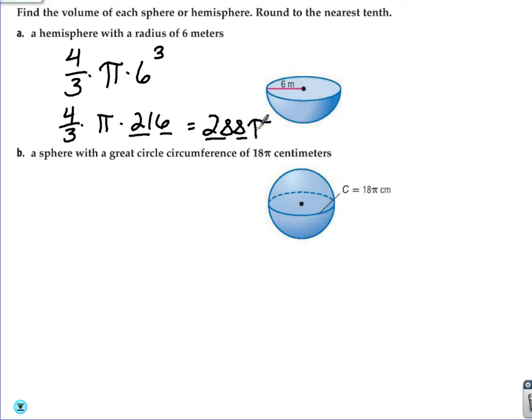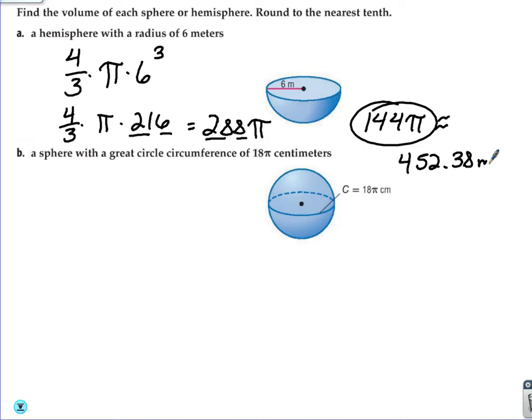So 288 pi. That's the whole volume. We're not finding the whole volume, we're finding half of a volume. So I believe that would be, instead of 288, 144 pi. That's your exact half volume. And if you wanted that in decimal form and approximate form, that's about 452.38 meters cubed.